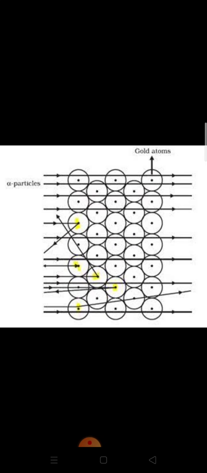From these experiments, Rutherford made some observations. The first observation was, most of the alpha particles passed through the foil without undergoing any deflection, as you can see in this diagram. Some alpha particles were deflected through small angles and a few were deflected through large angles. The next observation was, very few were deflected back, like through an angle greater than 90 degrees.